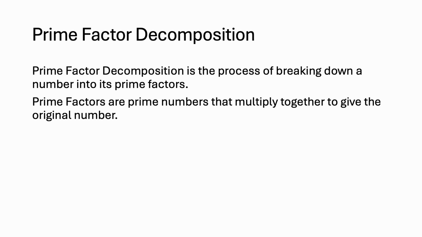Now we have something called prime factor decomposition. Prime factor decomposition is the process of breaking down a number into its prime factors. One of the ways that we show this is doing the tree method. When we have a number, let's say n, we split it into two numbers. Prime factors are prime numbers that multiply together to give the original number. Prime numbers are numbers that are only divisible by itself and 1.